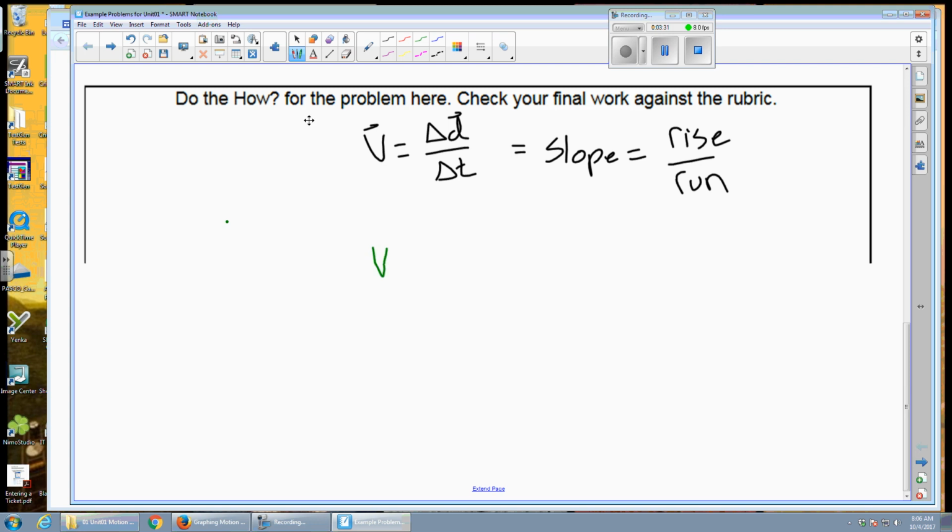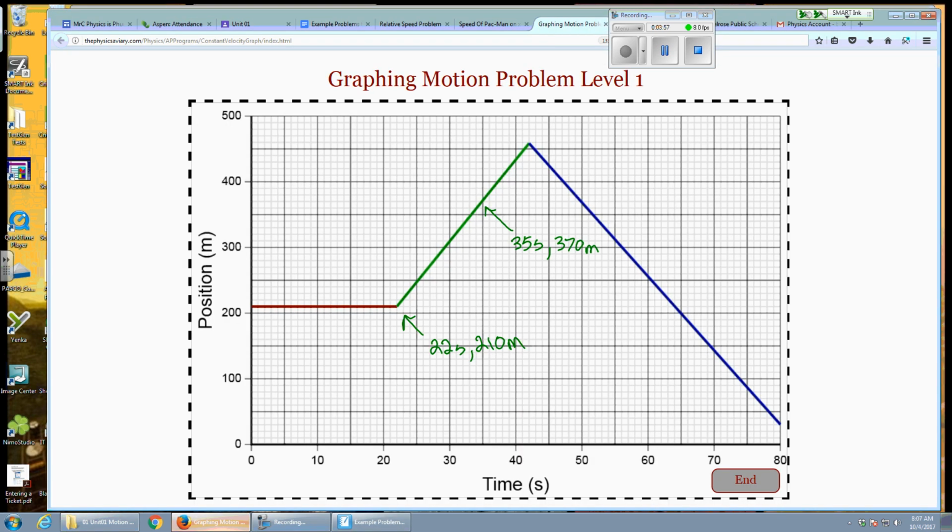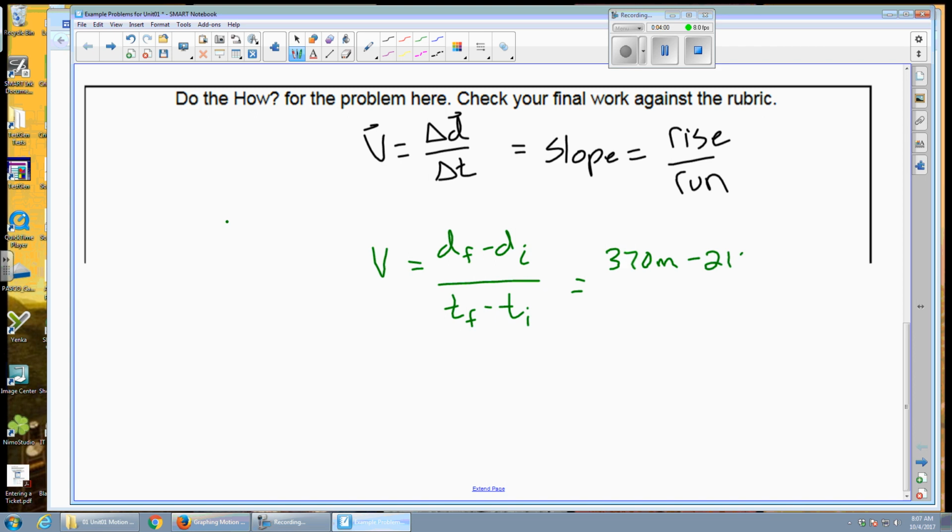So then back here, for the green section, the speed is delta D, so that's my final minus my initial, over time final minus time initial, which is the same as rise over run. Because it's the same idea. So 370 meters minus 210 meters over 35 seconds minus 22 seconds.